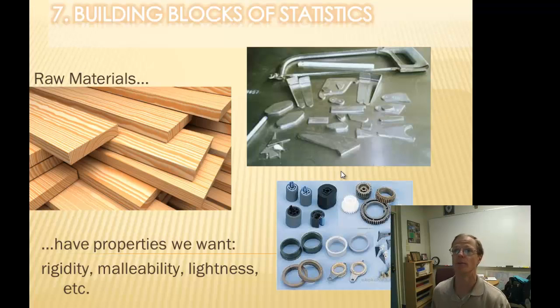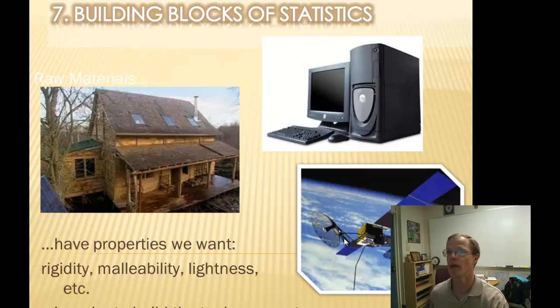If we want to build something, then we get raw materials. We might use wood because it's light and rigid, metal because it's strong and malleable, plastic, it's cheap, it's light, and so on. Now, we select those materials on the basis of the thing we want to build. For example, for the house, we like light, cheap, and rigid, so we use wood. But for the computer, we need malleability, so it requires metal, and so on.